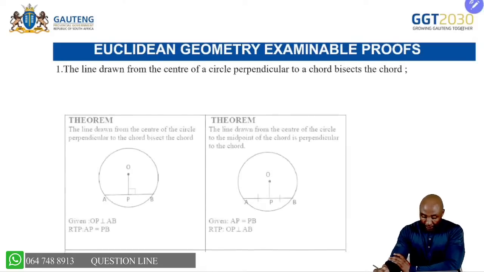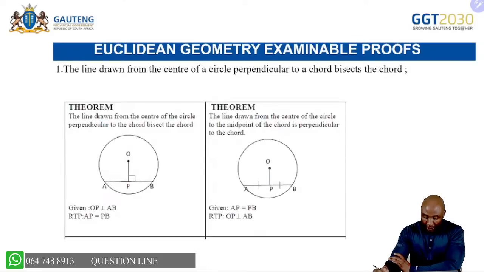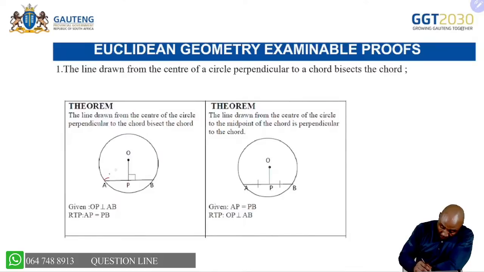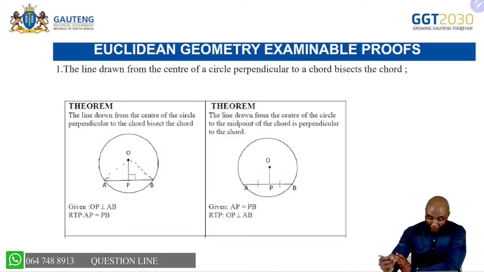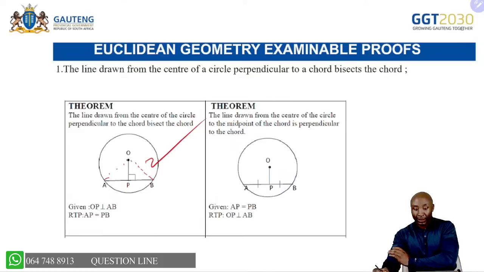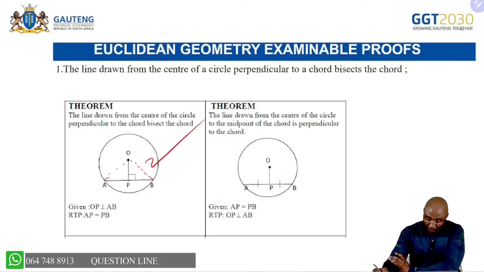Now, you are able to see the diagram that normally comes in an exam, and we know that the construction that we need to make are those ones in dotted lines. Already, once you do that, you have 1 mark before you start answering. If you are supposed to prove the line drawn from the center of a circle perpendicular to a chord bisects the chord, we need to prove that AP is equal to PB.